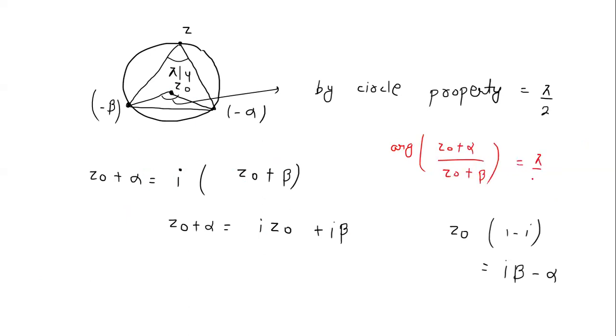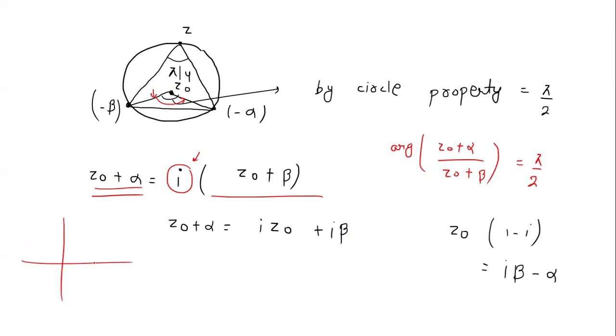So this argument is pi by 2. The meaning of this is z naught plus beta, which is this line, you multiply this by iota, and this is equivalent to z naught plus alpha. So this is the meaning of rotation by 90-degree angle. You see this line we are rotating by 90 degrees. So it is just equivalent to multiplying by iota.